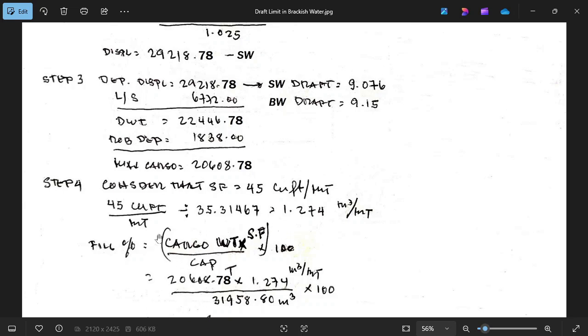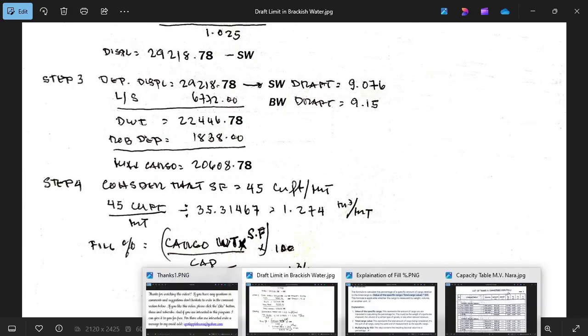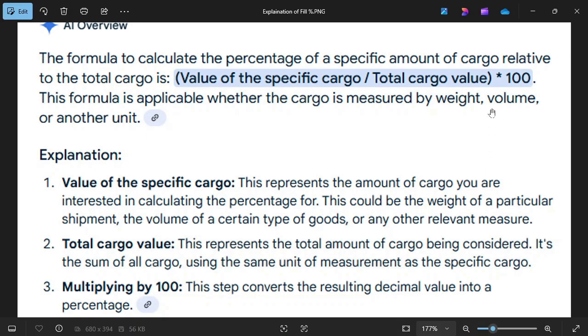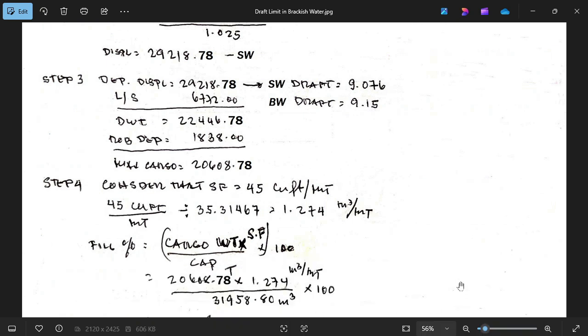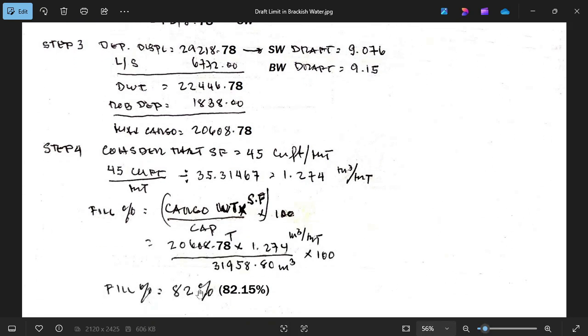Okay, so the formula is the value of the cargo, the weight times your specific gravity, which is this one, over your total capacity of your cargo, which is this one, times 100, which it says here. Okay, number 3, multiply by 100. This step converts the resulting decimal value into a percentage. Okay, and the result will be 82.15% or 82%.